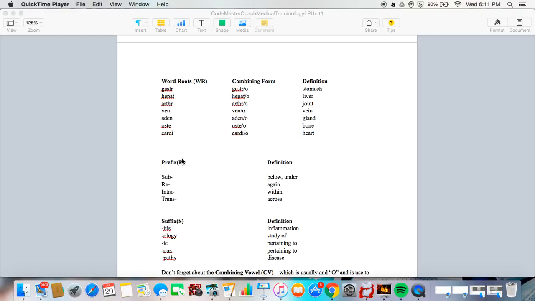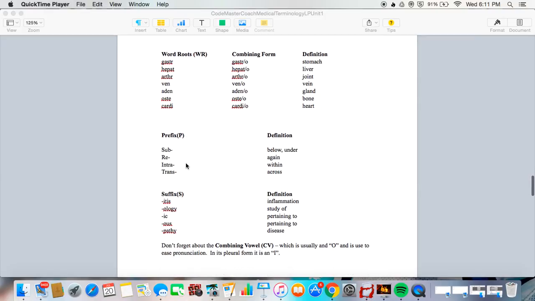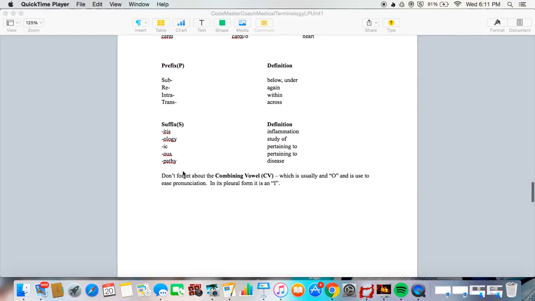Prefixes, we said again, come at the beginning, modify the meaning. Sub, we already said, is below or under. Re means to do again. Intra, within. Trans, across. And then you have your suffixes, which come at the end. The suffix itis means inflammation of. Ology, study of. IC, pertaining to. OUS, pertaining to. Pathy, disease. Again, these are suffixes. They come at the end, modify the meaning.